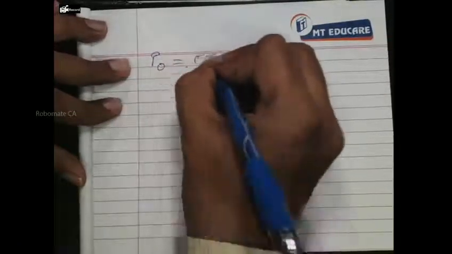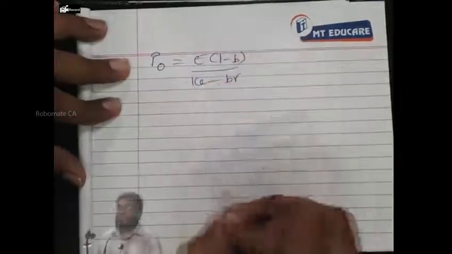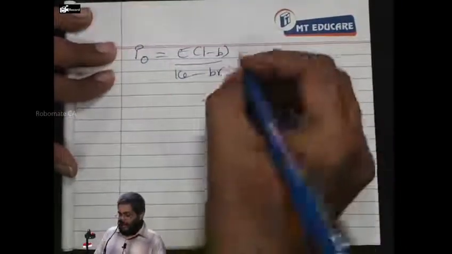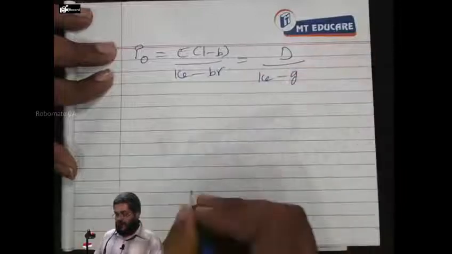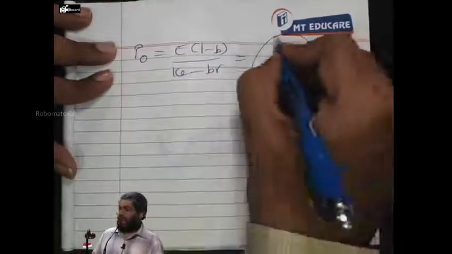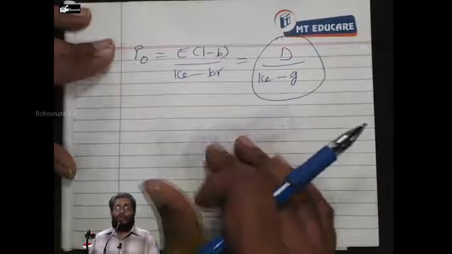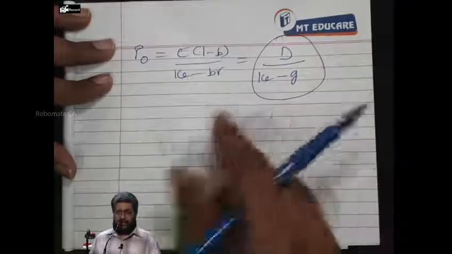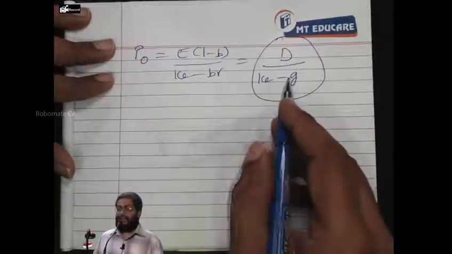P0 is equal to what? E into 1 minus B divided by KE minus BR. Can I simplify it? E into 1 minus B is dividend. Dividend divided by KE minus BR, which is the growth rate. So can we accept this as a share valuation formula? Dividend divided by KE minus G. You have to look at the problem and use the appropriate formula, whether growth rate and all are given or not. So you naturally use this formula: P0 is equal to D by KE minus G.